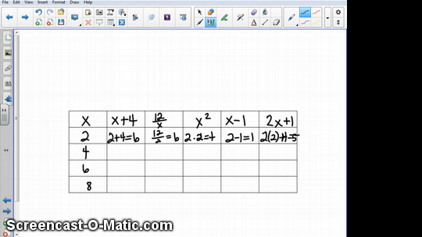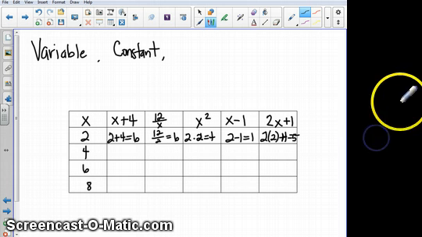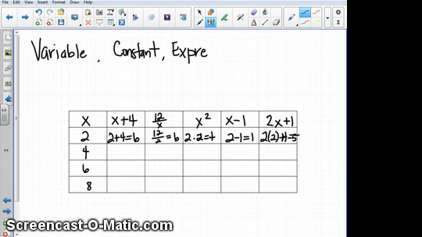So I hope this helps you with variables and expressions. Don't forget, we need to know variable, constant, and what expression means. If you have any questions about any of those terms, make sure that you write down your questions inside your math journal and bring those tomorrow to class.